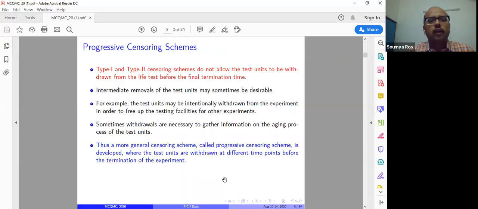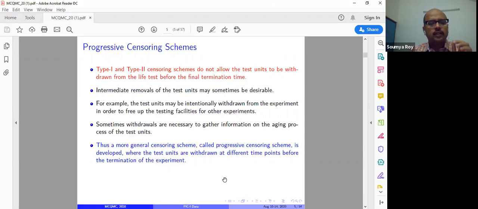Another limitation of type 1 and type 2 censoring schemes is that they do not allow the test units to be withdrawn from the life test experiment before the final termination time. However, sometimes intermediate removals of the test units are necessary. Why? Sometimes it's necessary to free up the testing facilities for other experiments. That's one reason. But a more important reason is that withdrawals are sometimes necessary to gather information on the aging process of the test units.